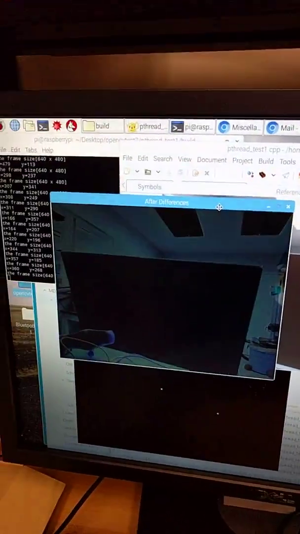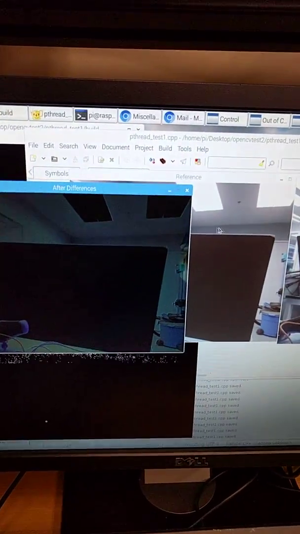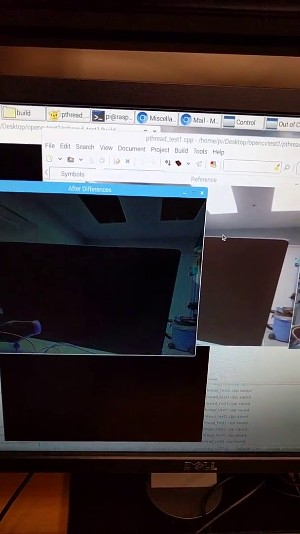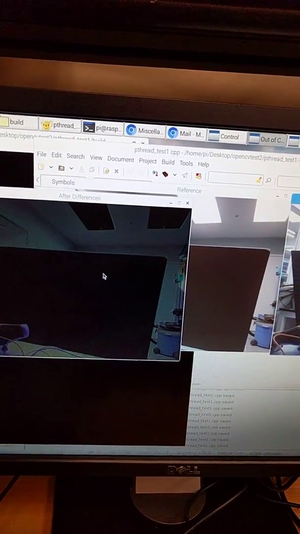And here's what's after the differences. I don't think you'll be able to see that, but I emailed that to you as well. It's basically just a darker, almost color inverted image of what's out of the camera, which is surprising.